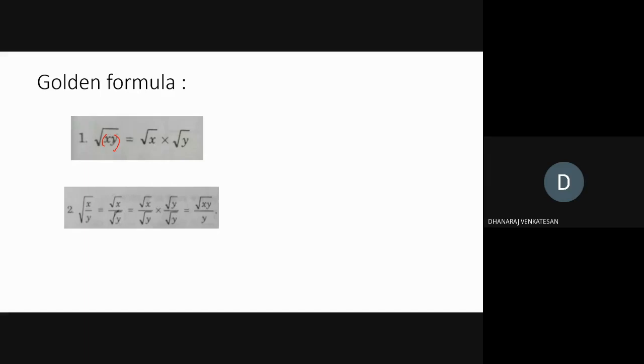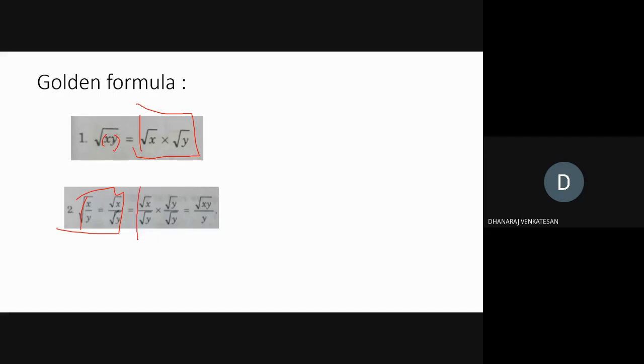This is the quotient rule for roots. Root of x by y is equal to root of x divided by root of y. This one you have to remember. This part and this part are used only for simplification. Other than that, there will be no use for this.